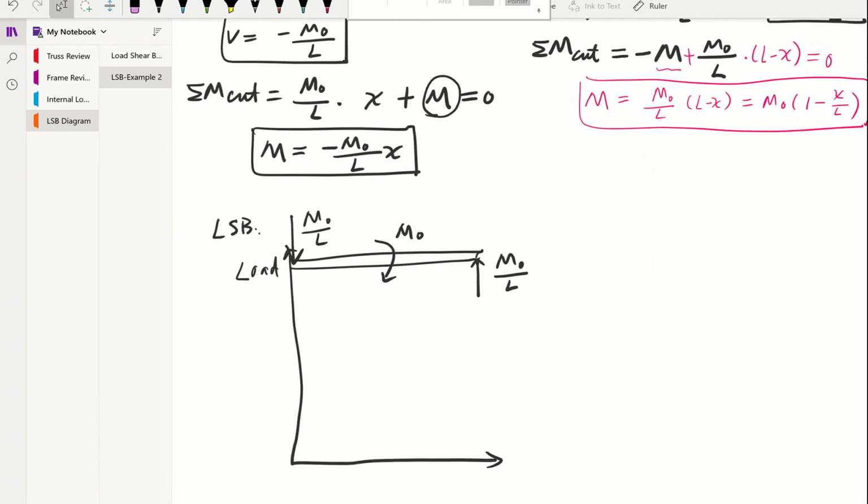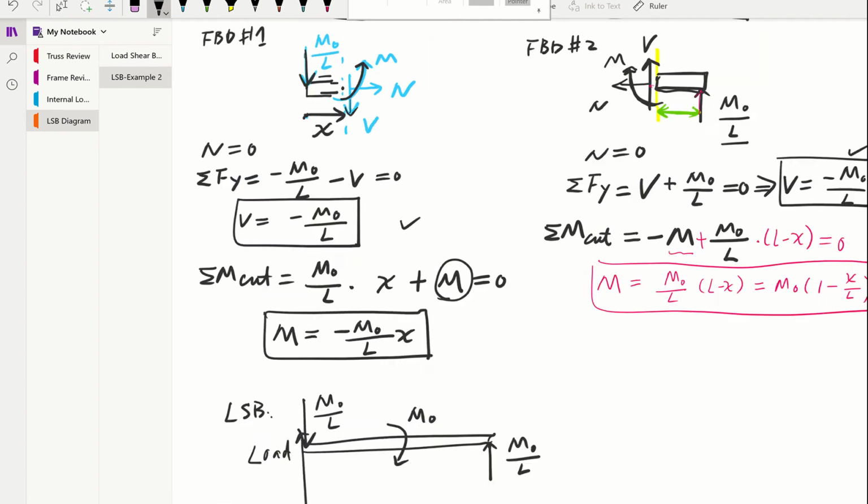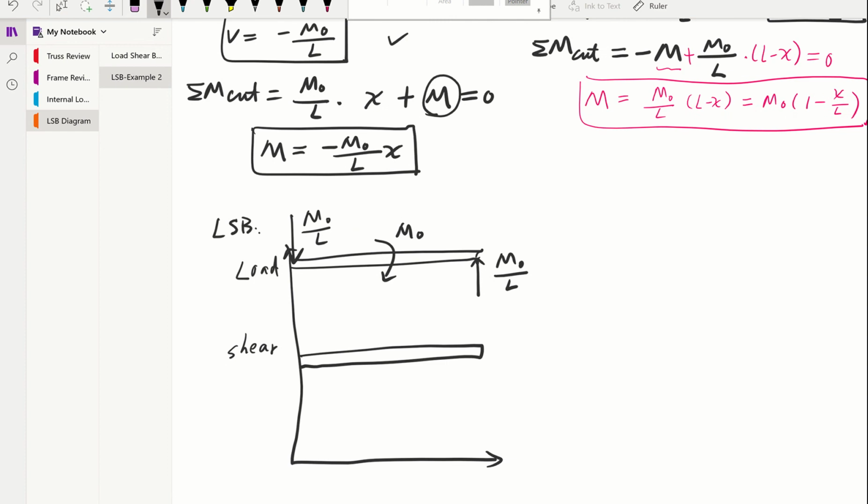Okay, that completes load. Now for the shear. Since it's 2 sections, for the first half, we're going to come back to use this equation. And second half, we're going to use this equation right here. And you realize they're the same, so they are all equal to negative value. And it's a constant value because it's equal to m naught over L. And both are constant, so that gave us the value for that. That's our shear.